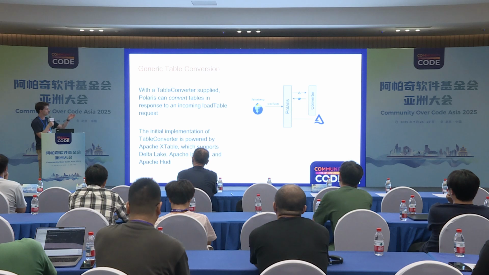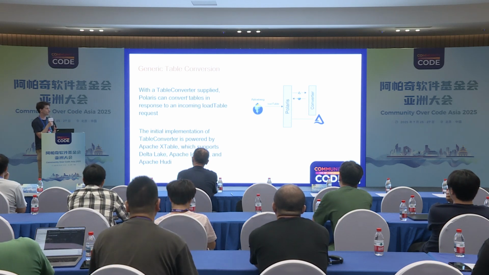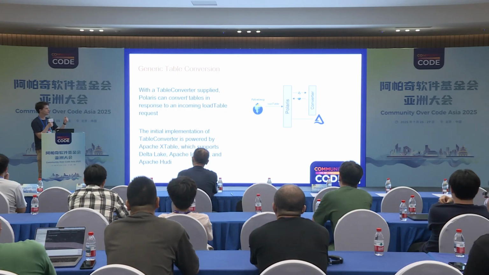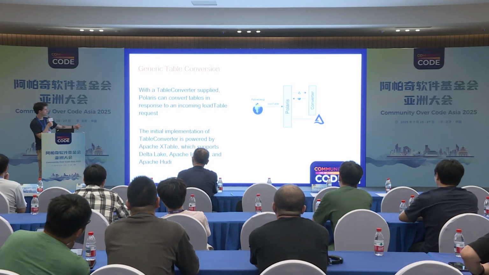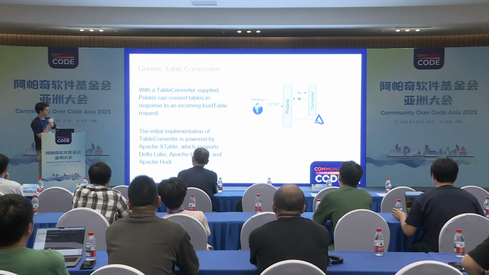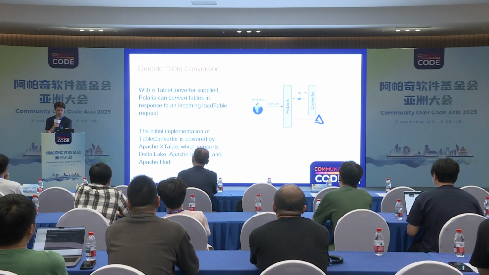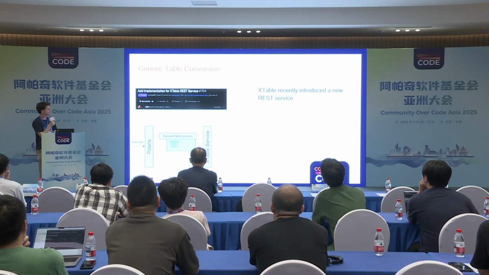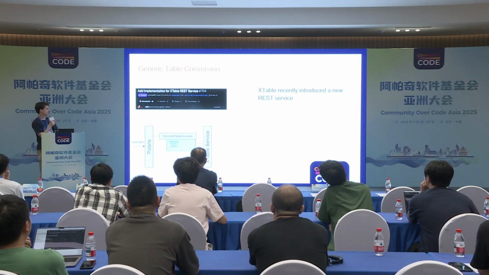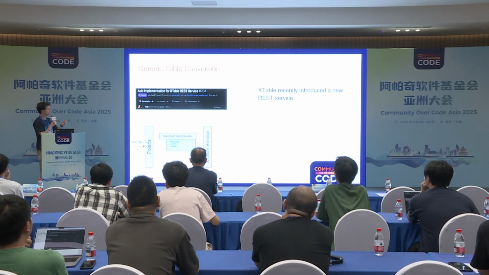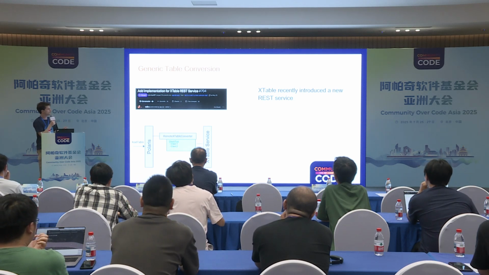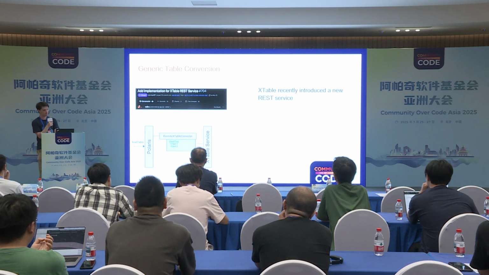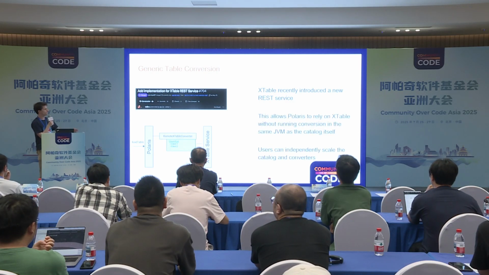The initial implementation of this converter is using Apache XTable, which is a project all about this, right? It's a project for converting between these lakehouse formats. And XTable specifically supports the formats Delta Lake, Apache Iceberg, and Apache Hudi. Recently, the XTable community introduced a REST service. So this was really important for Polaris to add this feature because it meant that we could now create a remote converter within Polaris that makes a REST call and says that it wants to convert a certain table without you having to run conversion in the same JVM as your catalog.